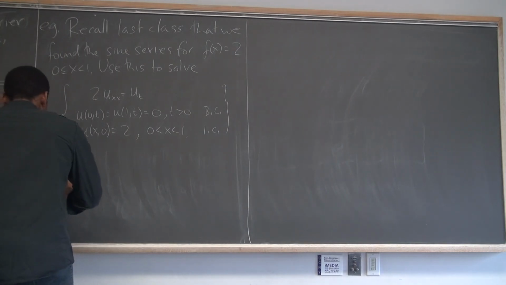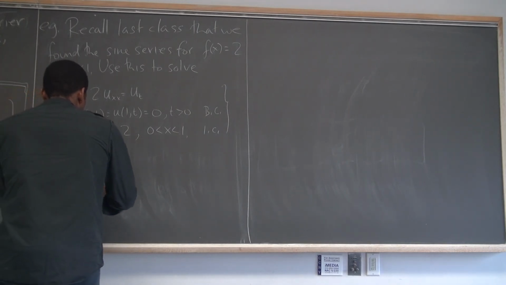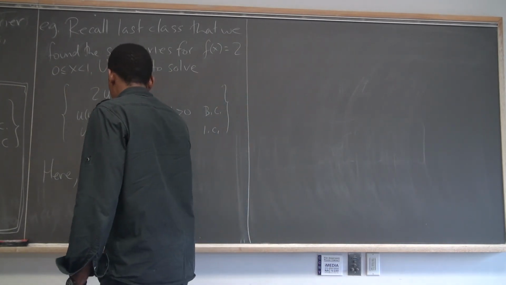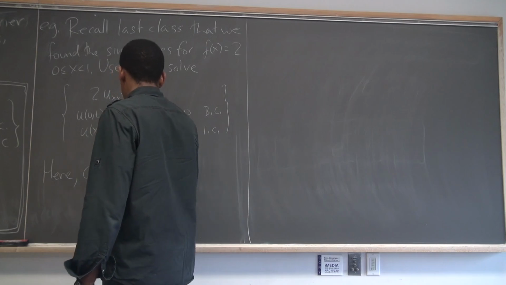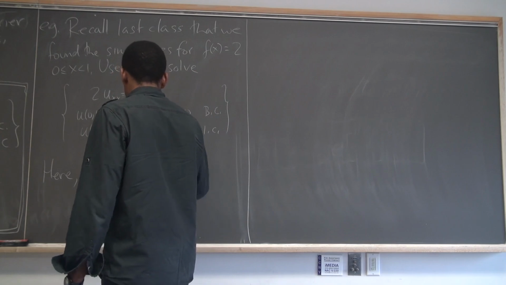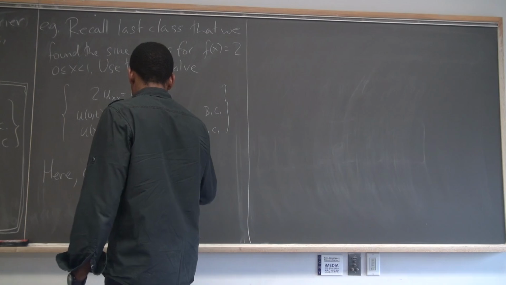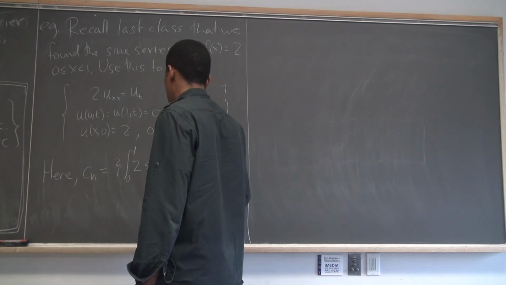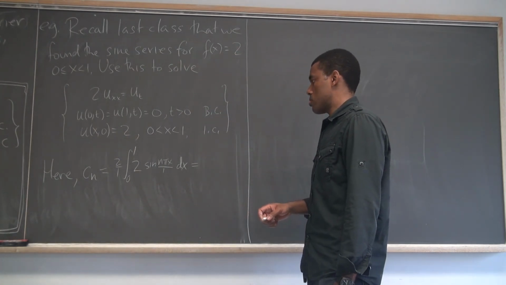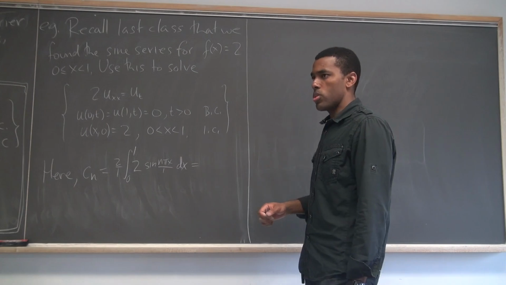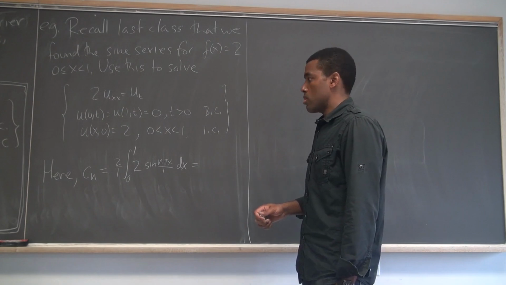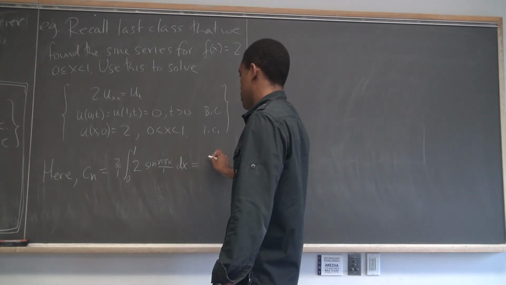Here, our Cn was, what was the answer we got to that? We actually did 2 over 1 times the integral from 0 to 1 of f of x, which is 2 sine n pi x over L, which is 1. Right? And what was the answer that we got here? Negative 4 over n pi. It was 4 over n pi, or was it 8 over n pi or something? Whatever was finite. What was it?